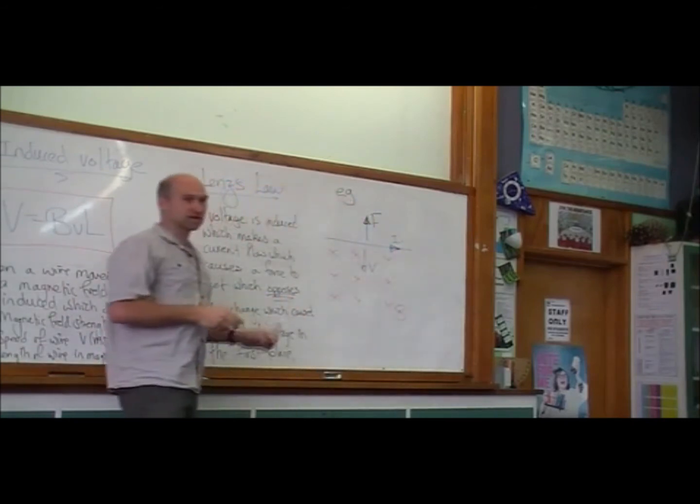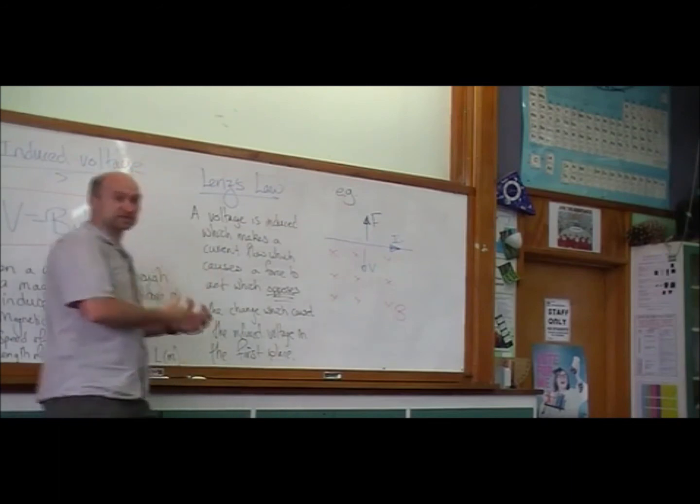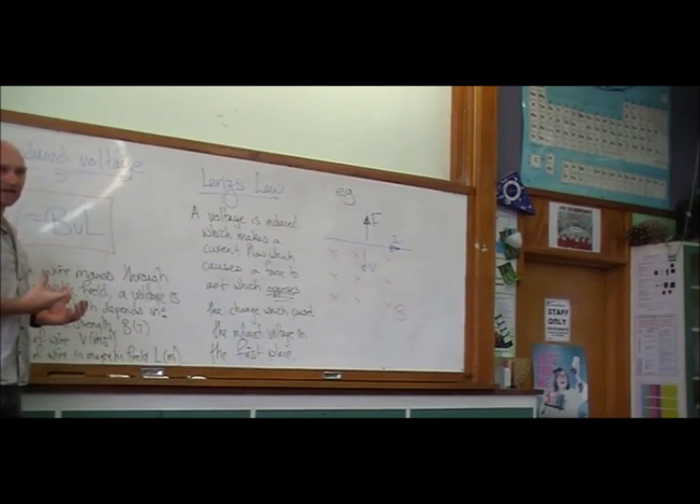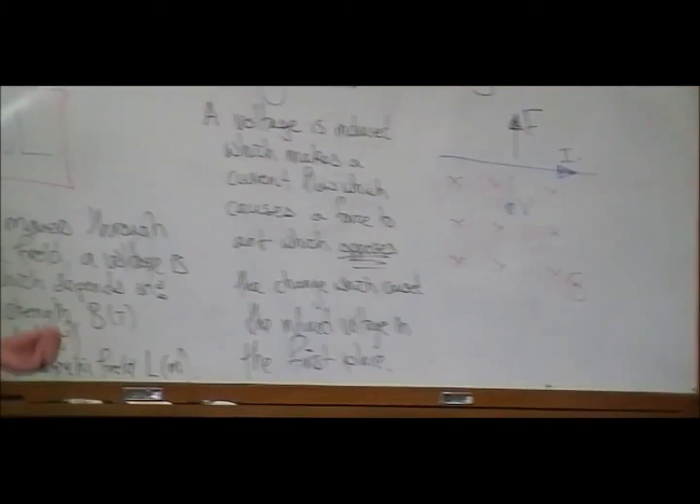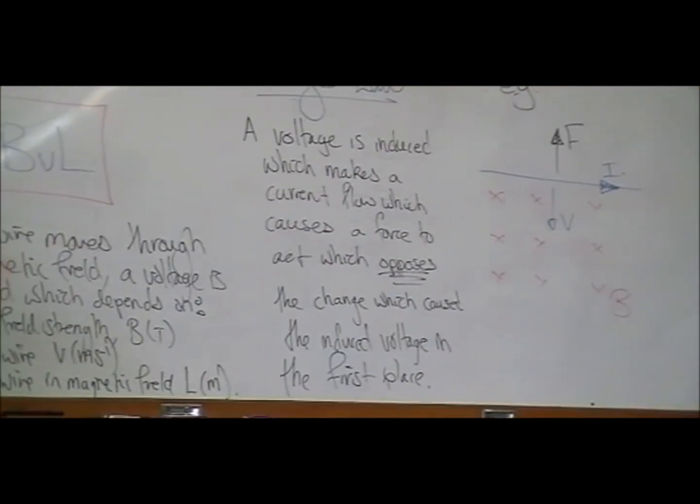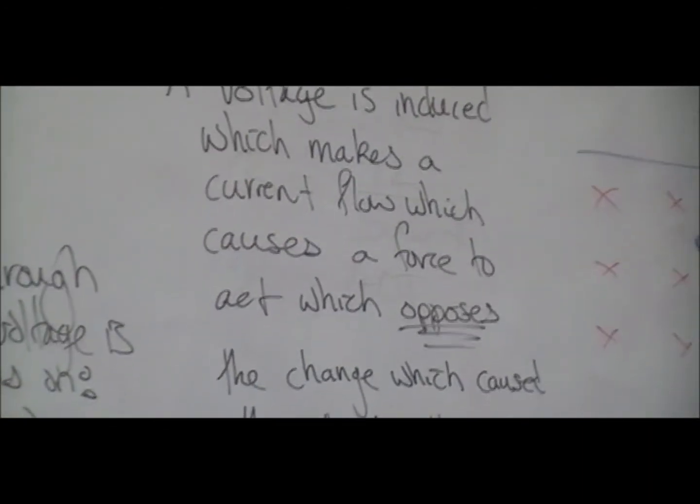The induced current flow. So this is how generators work. This is how we make electricity, right? We move wires through magnetic fields. That makes electricity. This is how we run the world.